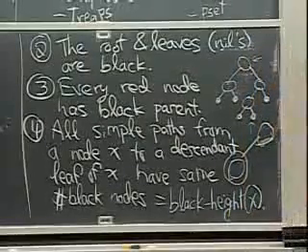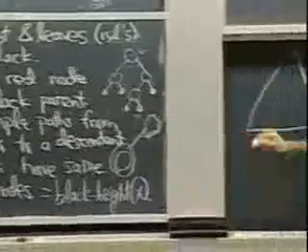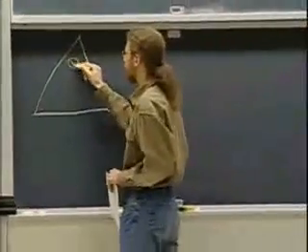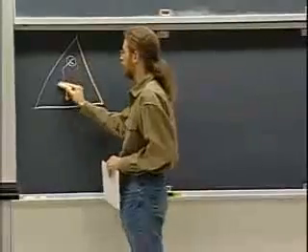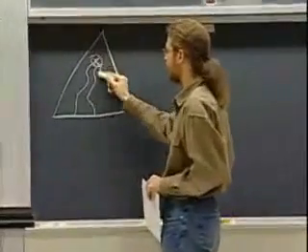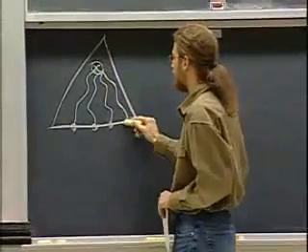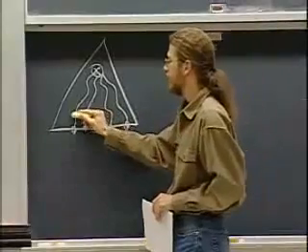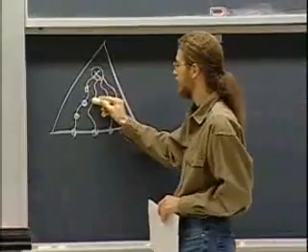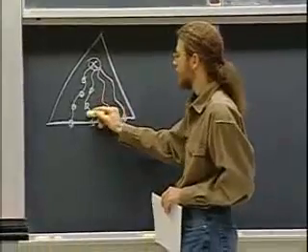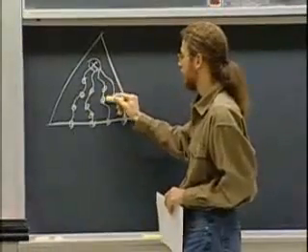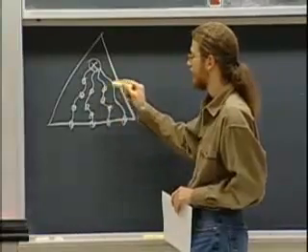So let me draw a picture. We have some tree. We have some node x in the tree. And I'm looking at all the paths from x down to some descendant leaf down here, the bottom of the tree. All of these paths should have the same number of black nodes. So here I'll draw that each one has 4 black nodes, the leaf, and 3 above it.